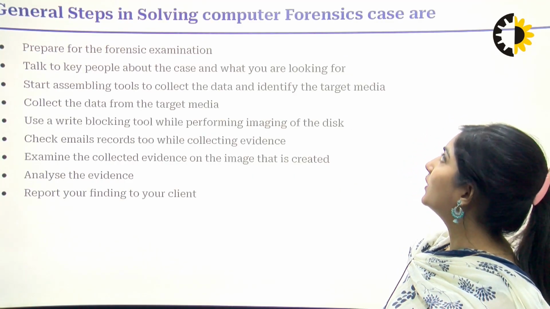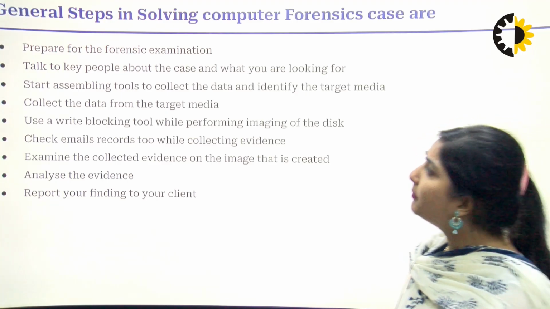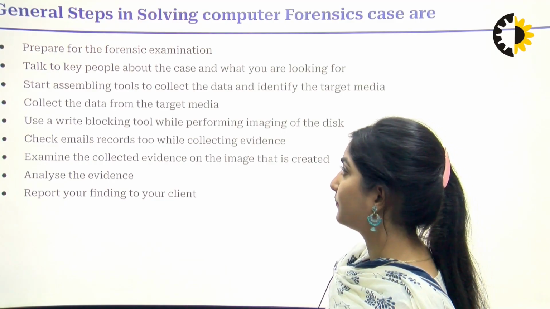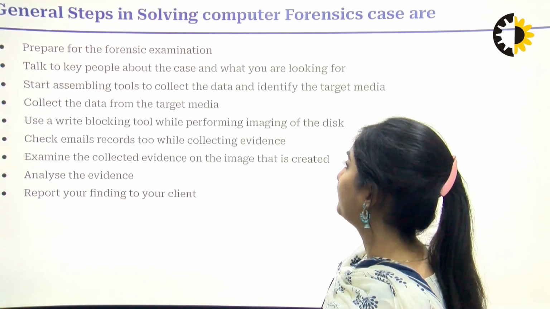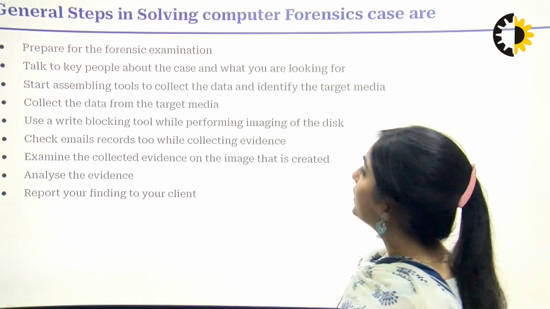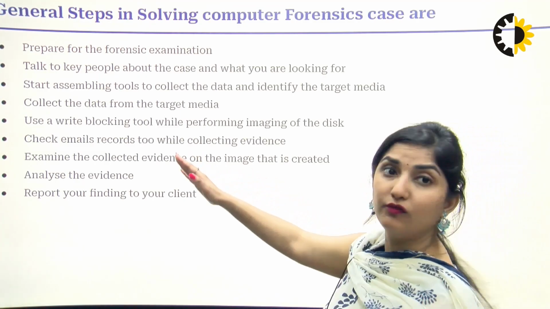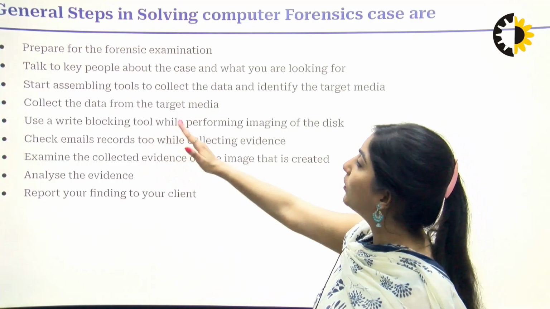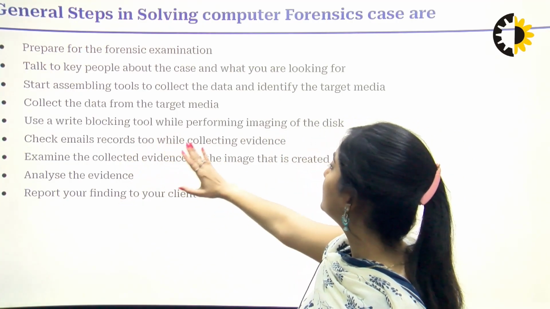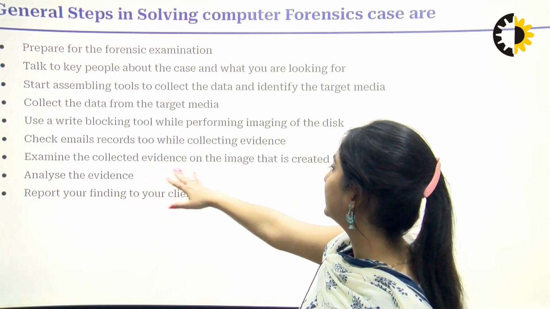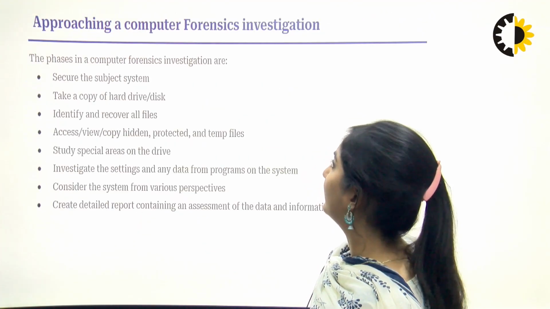General steps which are involved in computer forensic cases. First, we prepare for the forensic examination. We talk to key people about the case and what you are looking for. Start assembling tools to collect the data and identify the target media. Collect the data from the target media. Use a write blocking tool while performing imaging of the disk. Check email records too while collecting evidence. Examine the collected evidence on the image that's created. Analyze the evidence. Report your findings to your client.